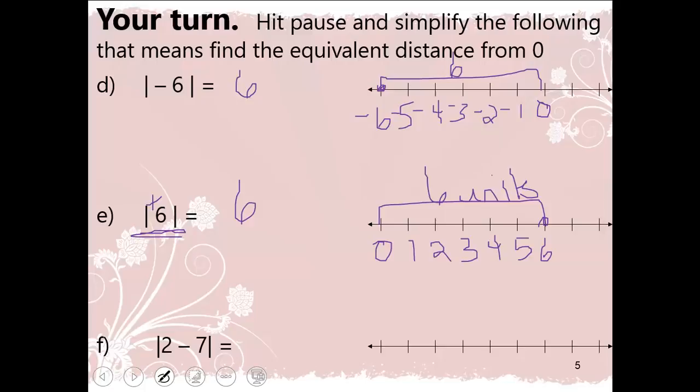Okay. Now what about F? Absolute value of 2 minus 7. Well, simplify what's inside the bars, and you get the absolute value of -5. So mark 0 and count 5 spaces to the left. Here's -5. How many spaces did I move? 5 spaces. So the absolute value of -5 is 5 units.